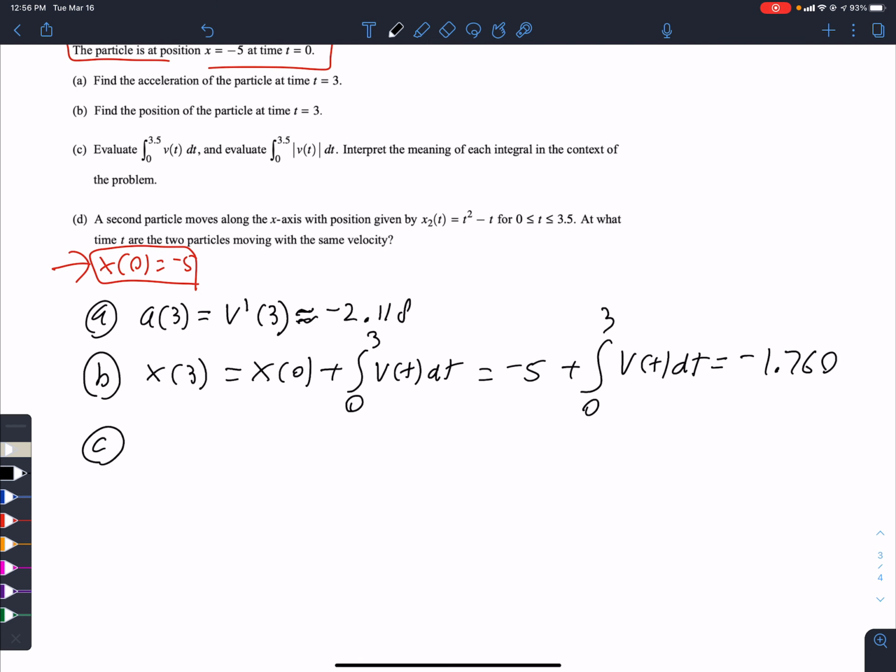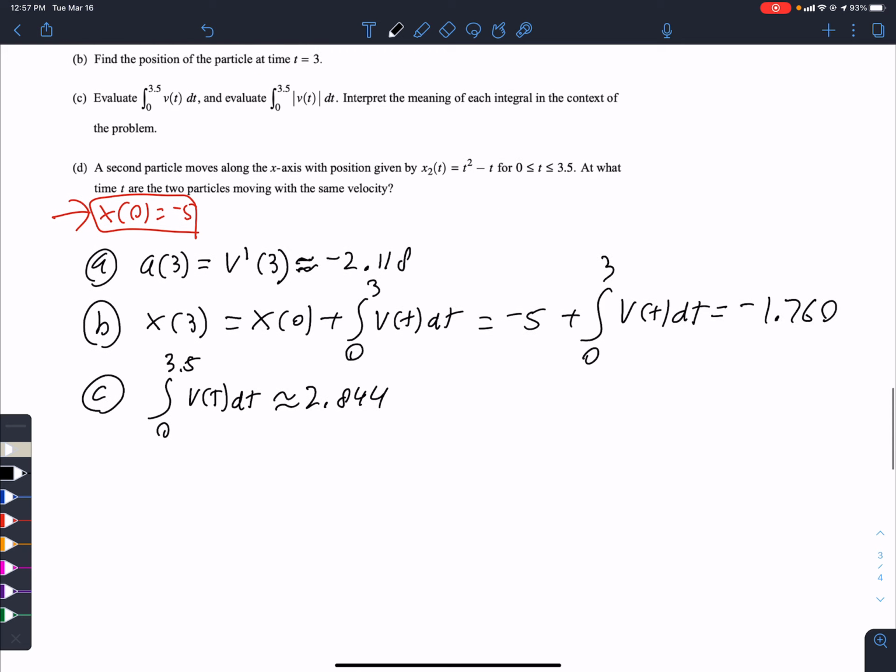C, evaluate the integral from 0 to 3.5 of v of t. Okay, again, just pop that in the calculator. You do that in your calculator, and you'll get about 2.844. If you round off or truncate, you'll get a 3 there instead of a 4 at the end, but either way is fine. Then they want us to evaluate with the absolute value.